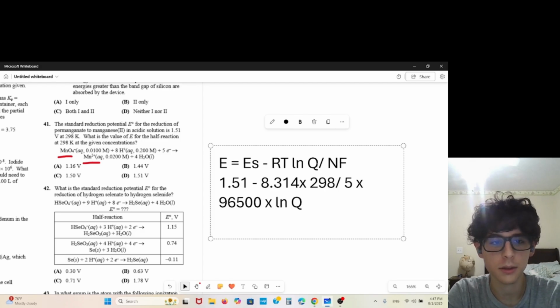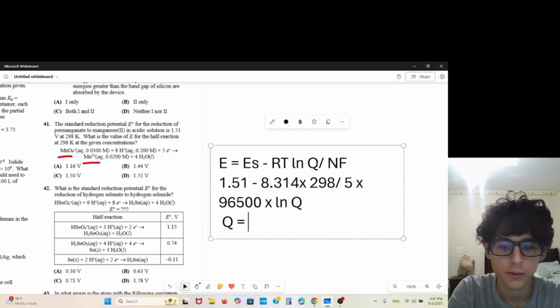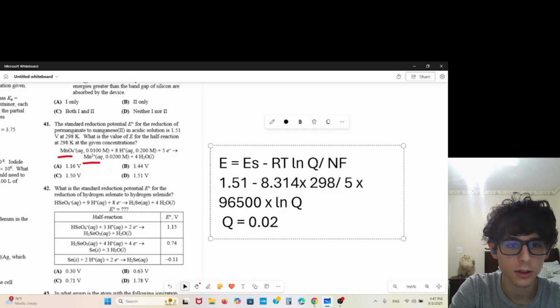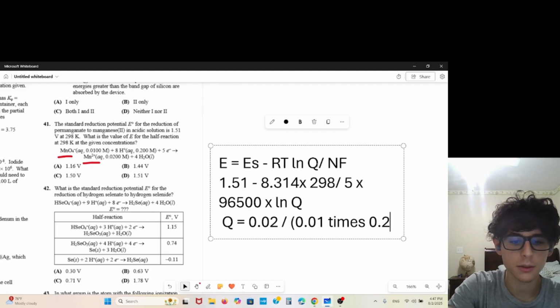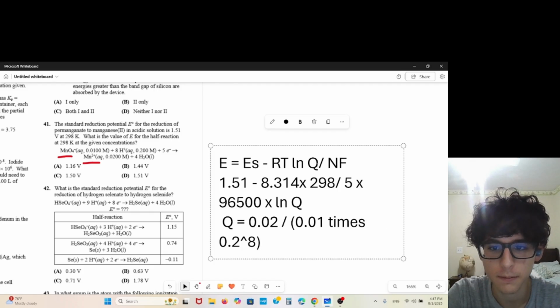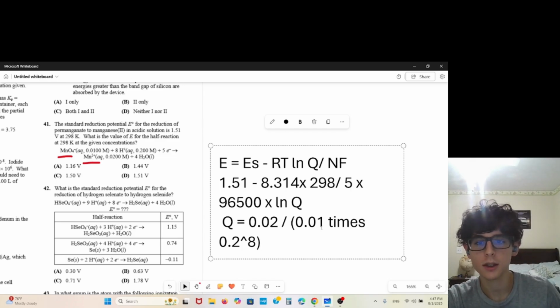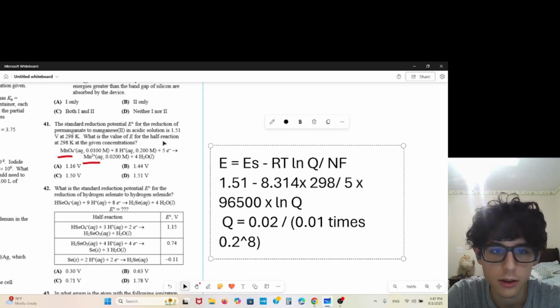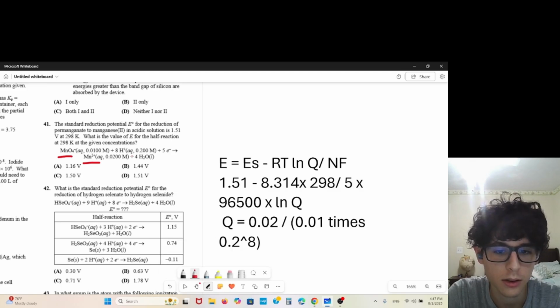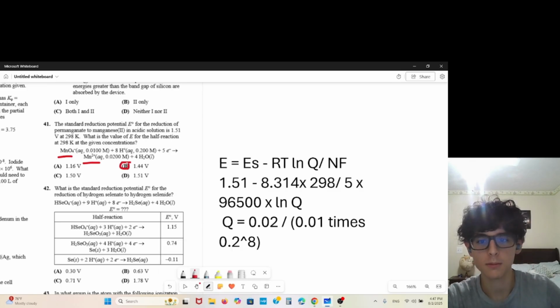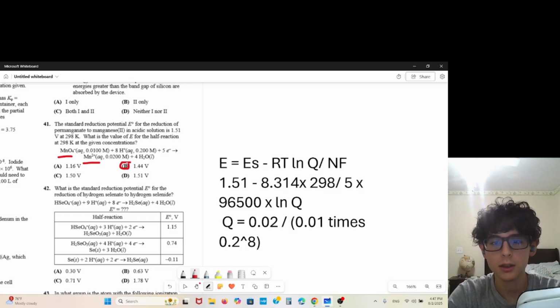Well, how do you figure out ln of Q? Well, Q is 0.02. Right, everything's balanced. Check that first, but it is over 0.01 times 0.2 to the 8th power. Perfect. So plug this into your calculator. You're going to get B. Right, just checking. Yeah. All right, perfect.